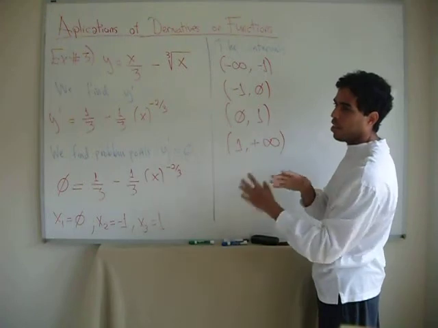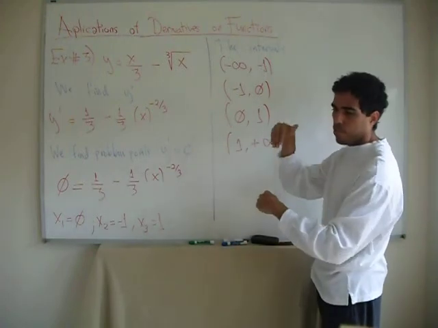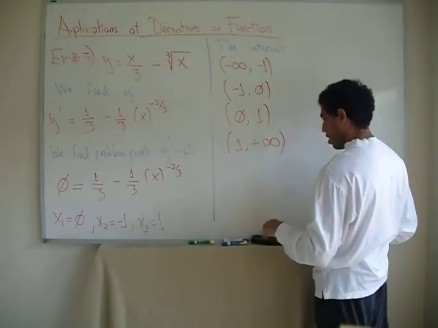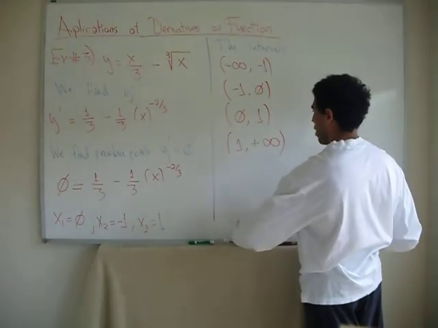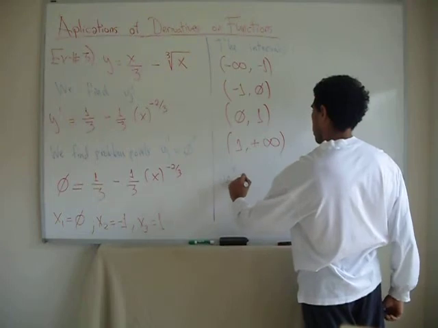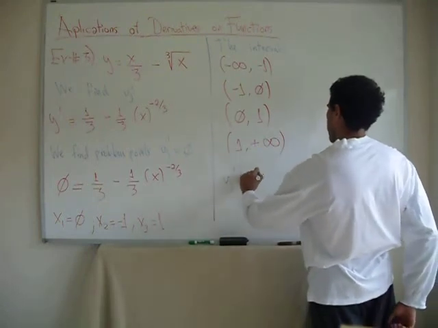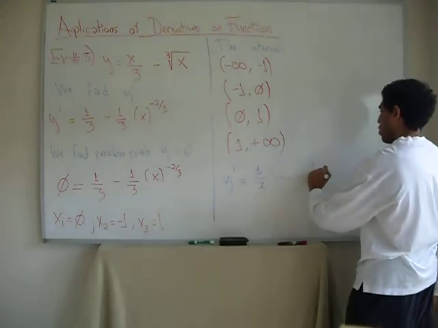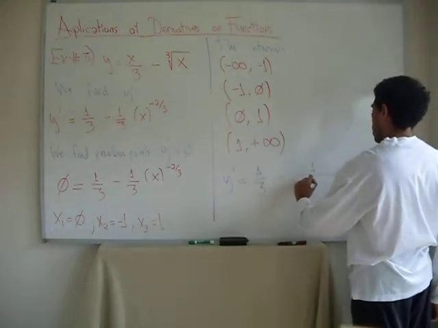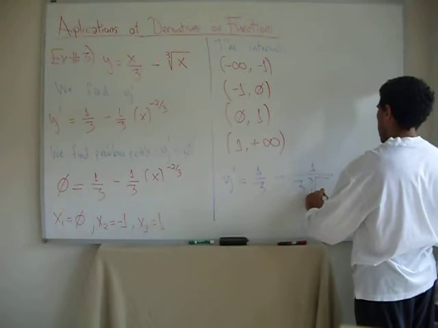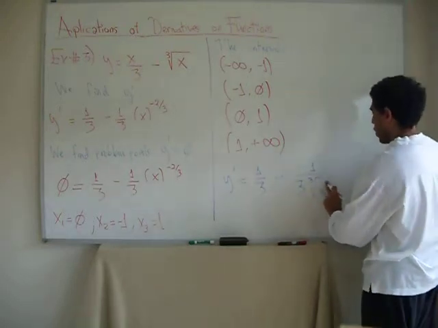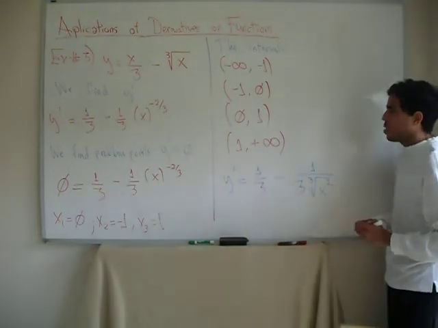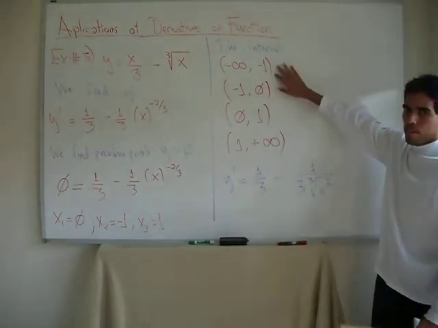If it's positive, the function is increasing. If it's negative, the function is decreasing, okay? So, since y prime is 1/3 of minus 1/3 cubic root of x squared, and now I'm writing it this way because it's easier to evaluate this way, okay? It's more comfortable.